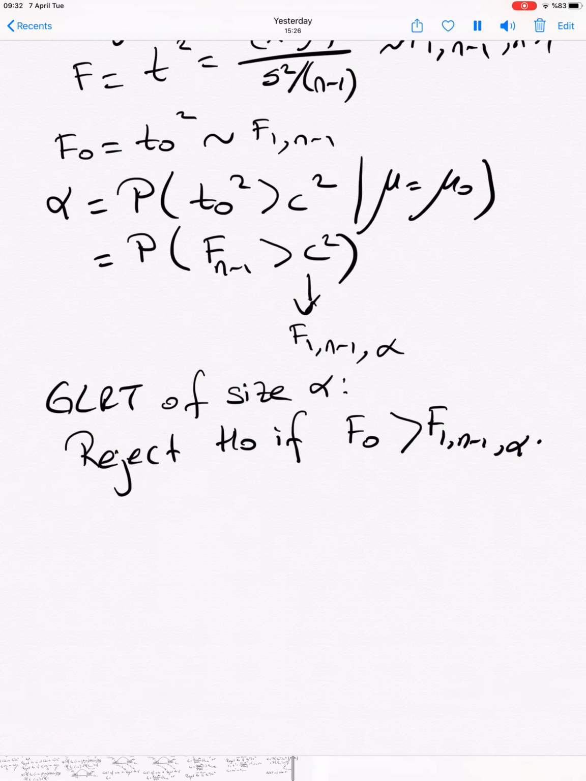I will also solve the power and also a different question, which is the one-sided test, in another video, so I have to stop.